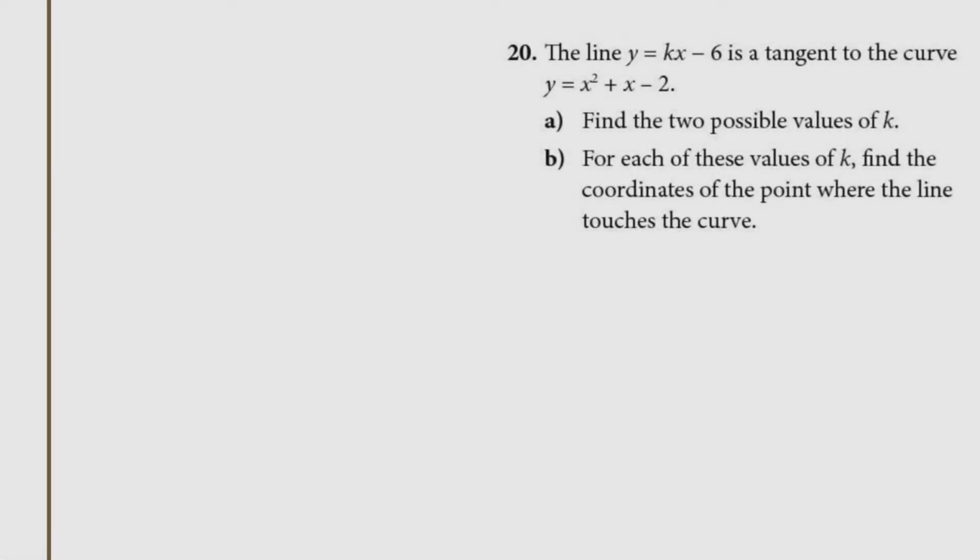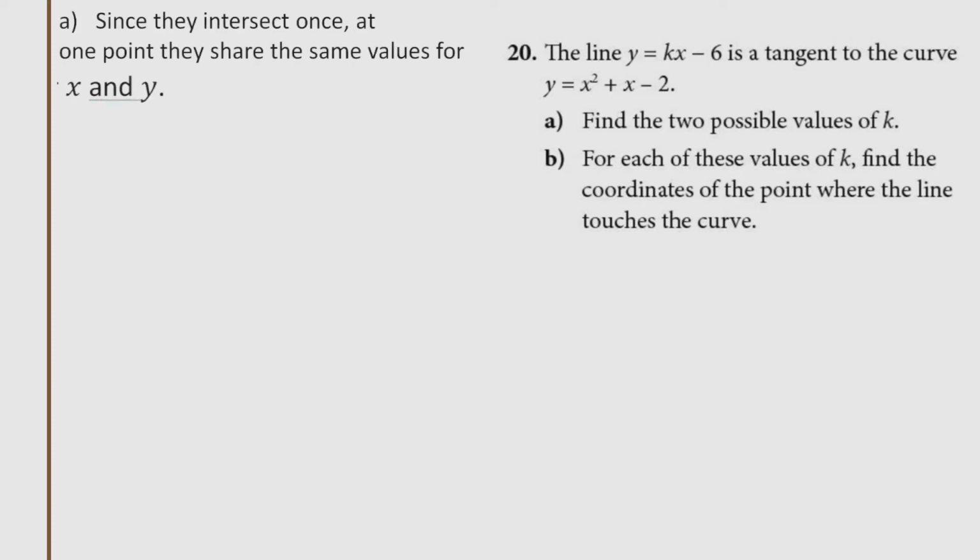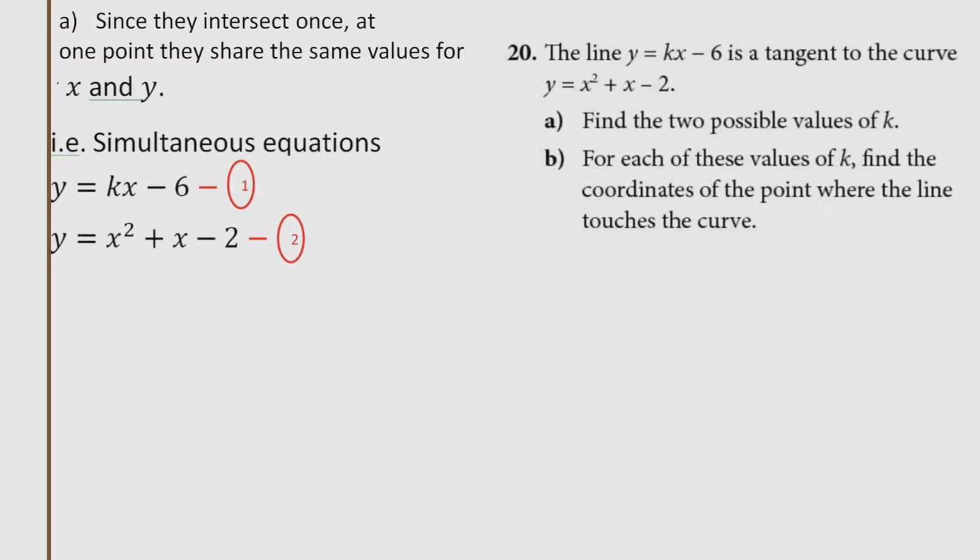Now the line is a tangent to the curve, so that means they intersect once. Since they intersect once, at one point they share the same values for x and y. So that is simultaneous equations. We are going to let the line be equation 1 and the curve be equation 2. Since they share the same values for y and x at one point, we can let equation 1 be equal to equation 2, so that this happens.